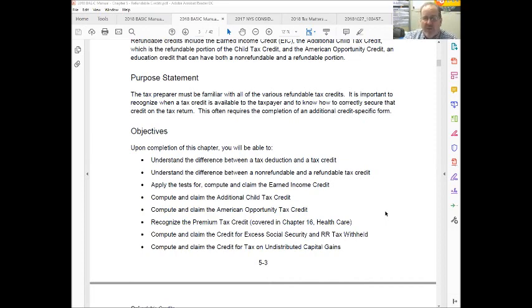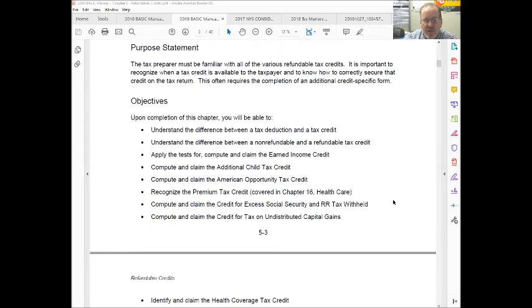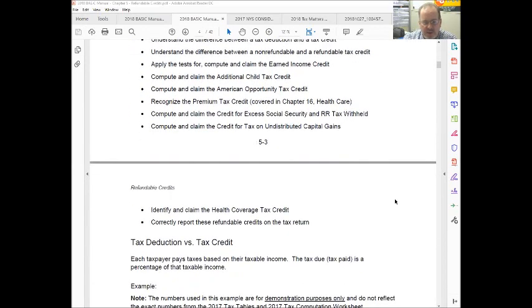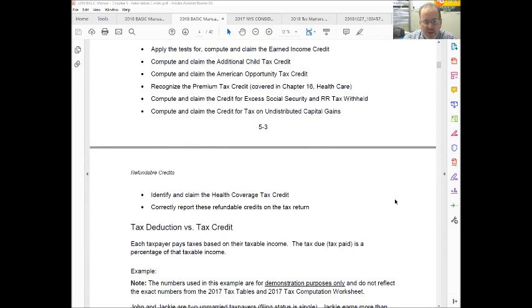Very rarely are you going to see this one, okay? Most of the time, capital gains will be taxed, but there is a credit on tax for undistributed capital gains, okay? And I'm not really going to spend a lot of time on it because there's other things I'd like to do with you while I have you this morning. So health coverage tax credit, we'll talk about that, okay?